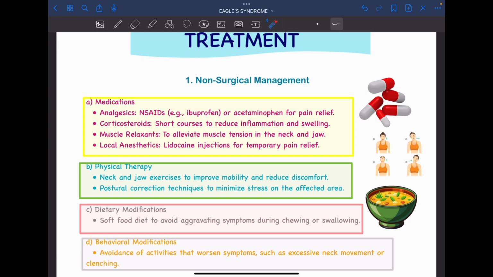Then there are certain behavior modifications as well, right? Basically we suggest the patient to avoid the activities that can worsen the symptoms, such as excessive neck movements or clenching of the teeth.